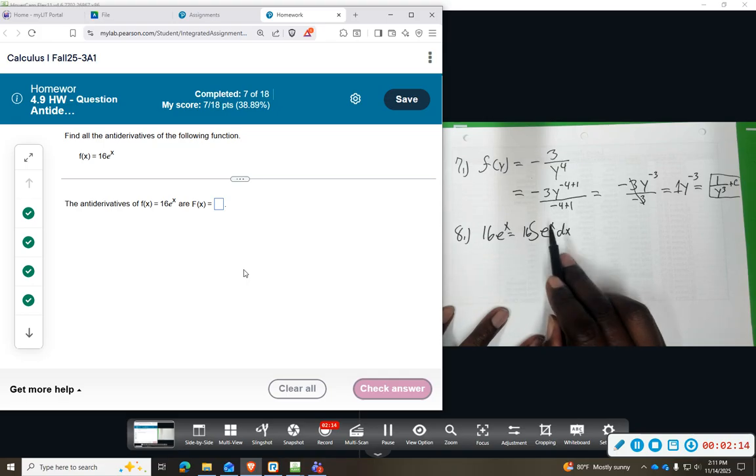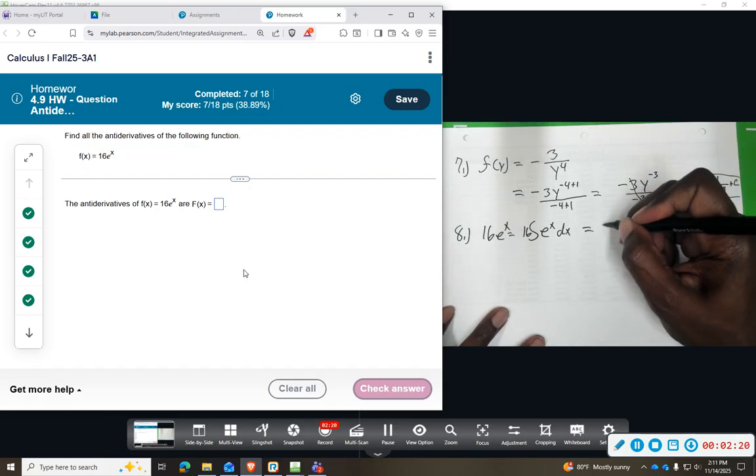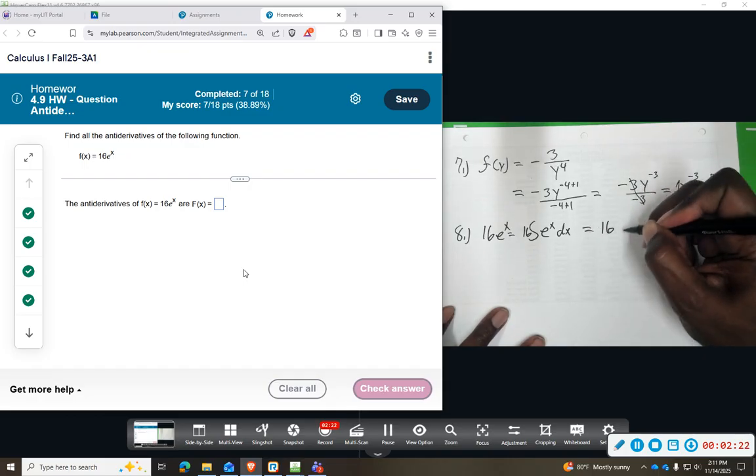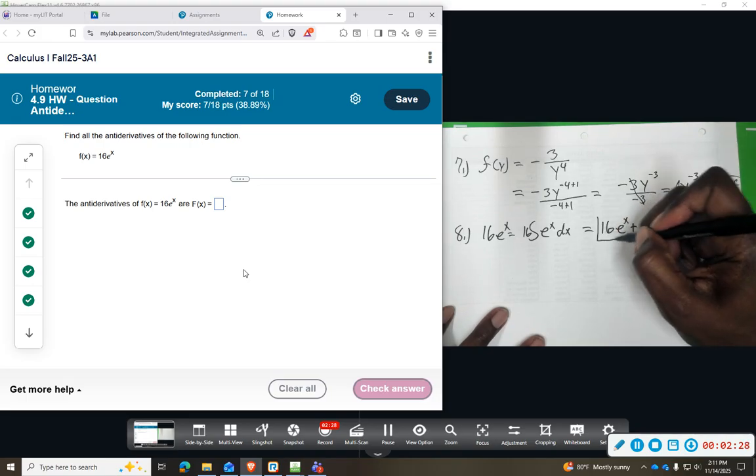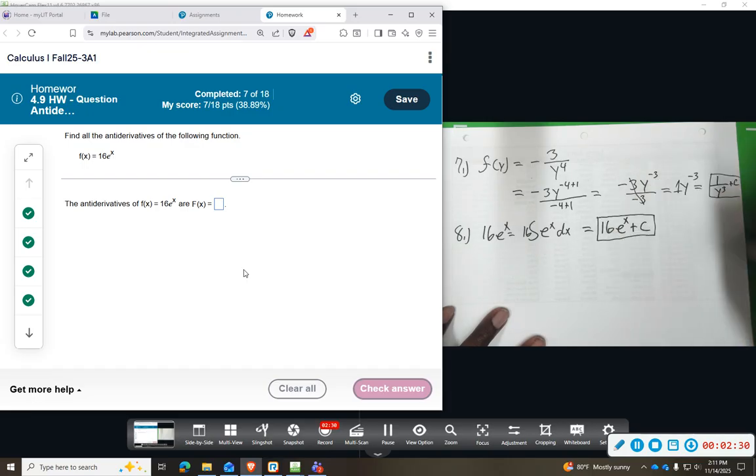The derivative of e to the x is just e to the x, so for the integral, it's going to just be e to the x, but we'll have our plus c. So we'll just end up with 16 e to the x plus c when we integrate e to the x.